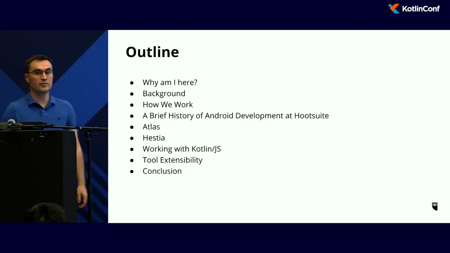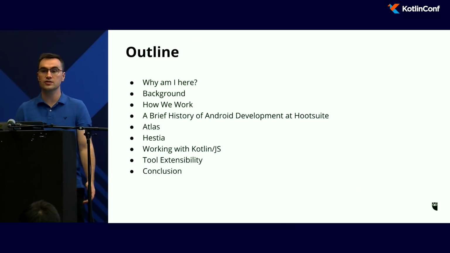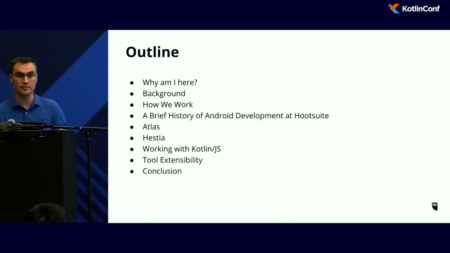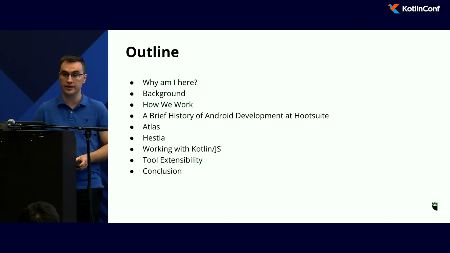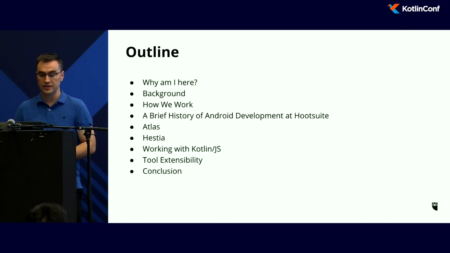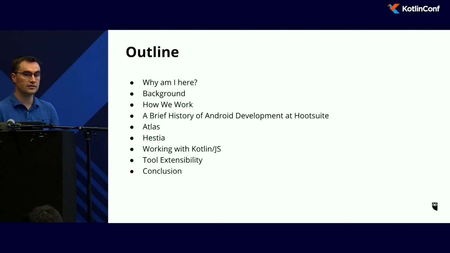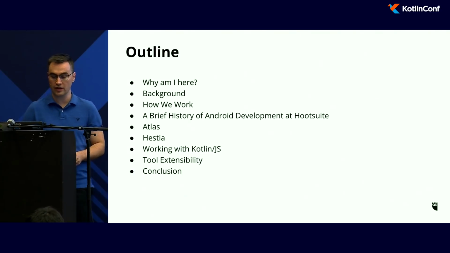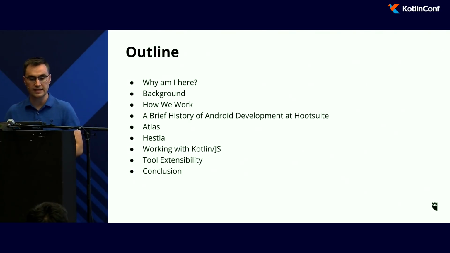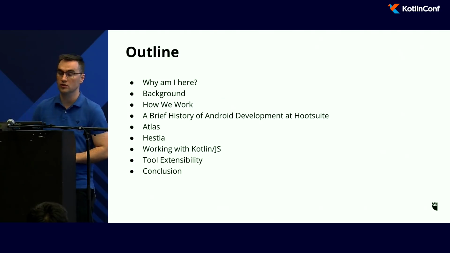So an outline of what I'm going to talk to you about today. First, why am I here? A little bit of background into the projects. I'll talk a little bit about how we work at Hootsuite, give a brief history of the Android development at Hootsuite. Then I'll talk about the Atlas tool, the Hestia tool, some of my experience working with Kotlin.js, the tool's extensibility, and finally, some concluding remarks.